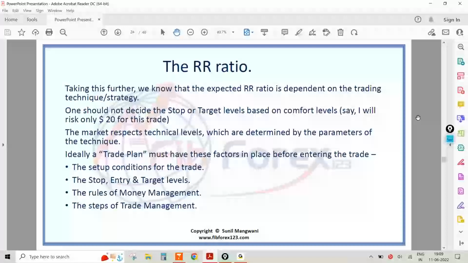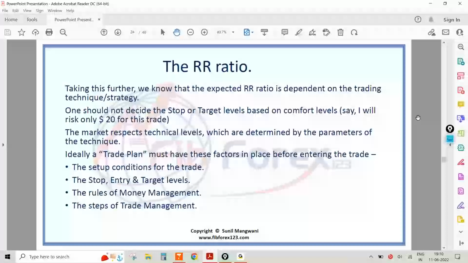Do you have a trade plan? Do you have a reason why you enter the trade? Do you know where your stop is going to be? Do you know what your target is going to be? Do you know how much of risk you're going to take? Unless you have these factors written down in front of you, you're not trading, you're gambling. Now, this is important, right? So you must have a trade plan. So RR ratio, risk to reward ratio, is decided before we enter the trade.